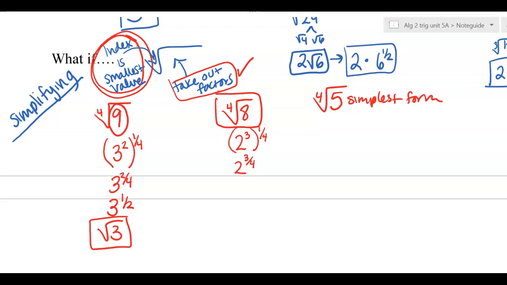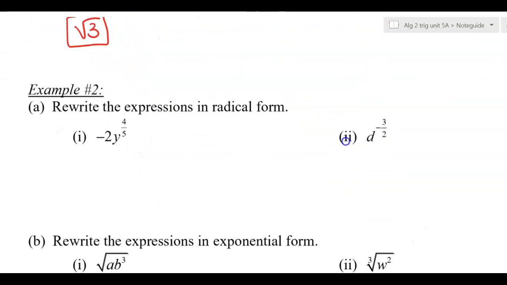Okay, so now when you're simplifying radicals, you're not just taking stuff out of the radical, you're checking that the index is actually the smallest thing for that number value. Okay, is this all right with everybody? Simplifying now is heavier. Okay, all right, so let's look at a few.